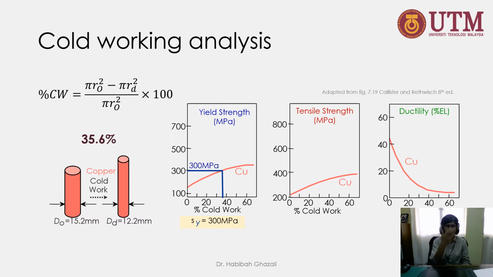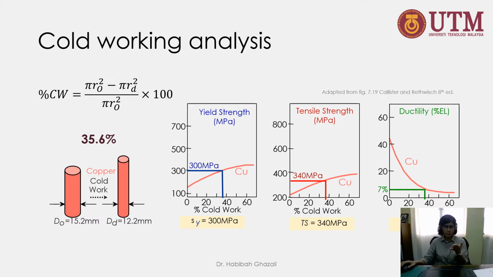cold working to this rod, what's happening is that the yield strength of these materials increases. So from around 150 megapascal, it is increased to 300 megapascal. And its tensile strength also increased to 340 megapascal. So you can see that by doing the cold working process, it induces strain hardening. The materials become stronger. But when we do the calculation, the ductility has changed.